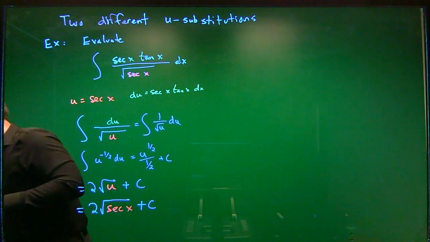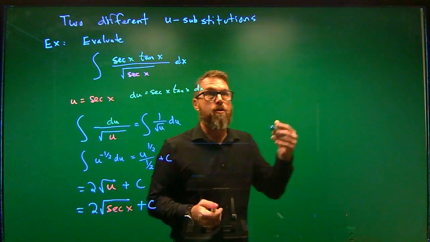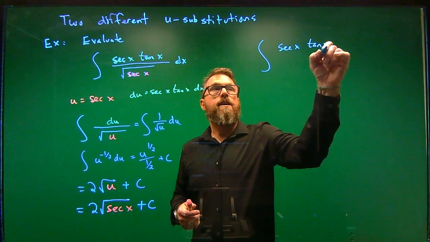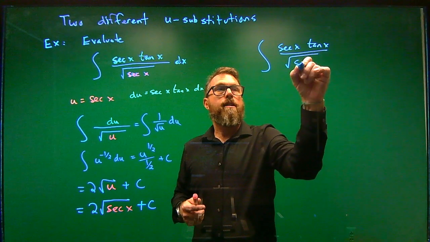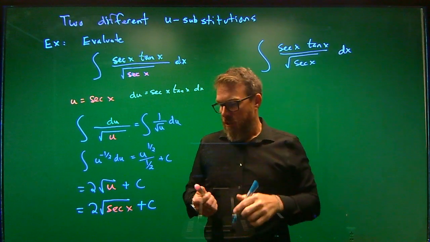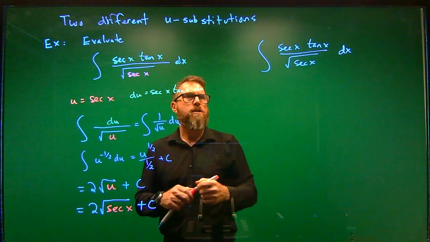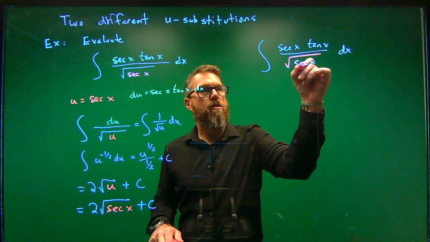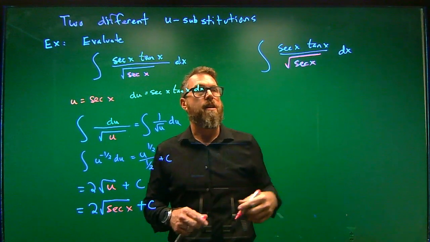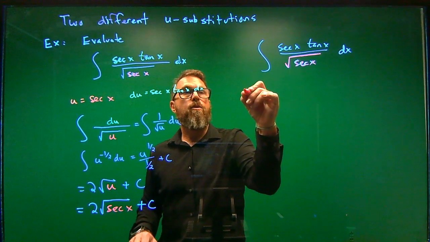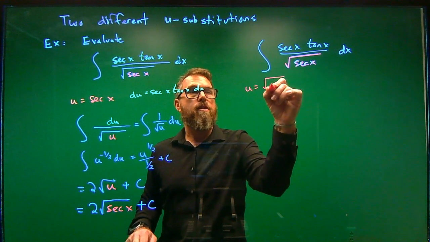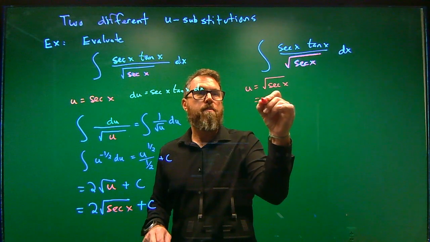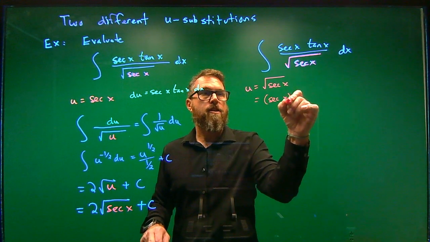Now, again, this was not really a unique way to substitute. So let's kind of put this back up here again. So I have the secant of x, tangent of x, all over the square root of the secant of x dx. So what I want to do is I'm going to try a different substitution. Let's just say the entire denominator is going to be my substitution, because sometimes more than one will work, and it's interesting what it does. So if u is equal to the square root of the secant of x, then I'm going to have to find my du. So it might help people to see this as the secant of x to the 1/2 power.